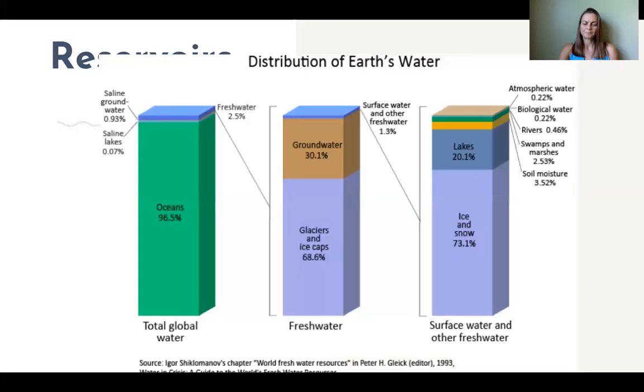So we can see that although there is a lot of water on Earth, very little of it is usable by us and by plants because we can only use fresh liquid water.